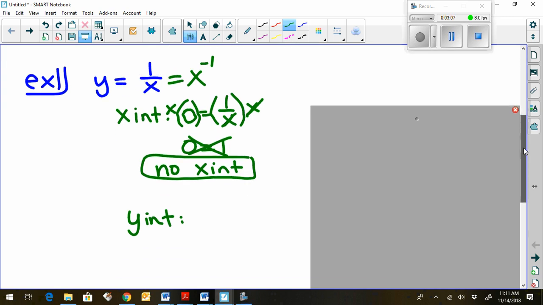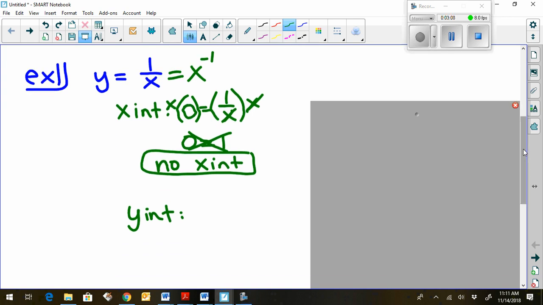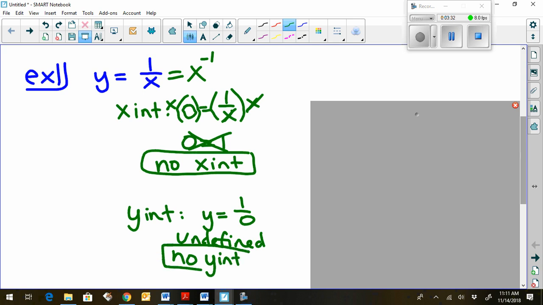Now let's find our y-intercept. So our y-intercept happens when x is equal to 0. So we'll set this up, y equals 1 over 0. Remember, when 0 is underneath the fraction, then it's undefined. So for our y-intercept, we get an undefined answer. So therefore, is there a y-intercept? No. So there's no y-intercept. And if you want to write out the whole word intercept, that's just fine.